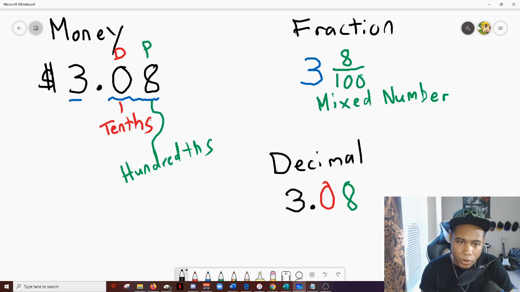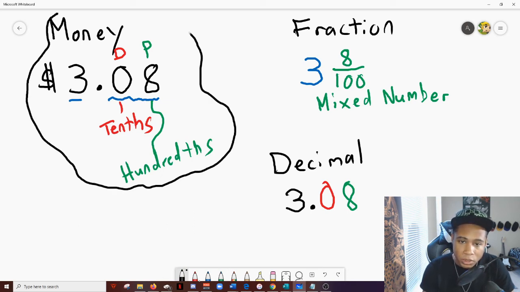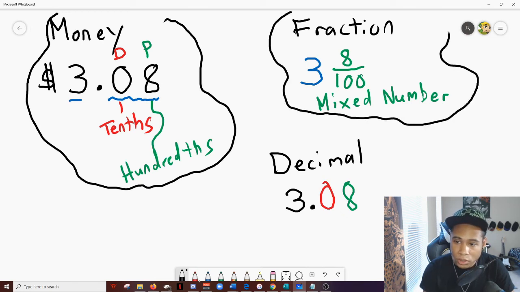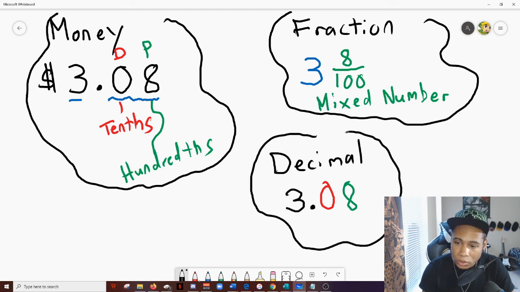And there you go. We have our money, $3.08. We have it written as a fraction, 3 and 8 hundredths. And then we have it as a decimal, 3 and 8 hundredths. And there you go. That's me representing $3.08 in 3 different ways.